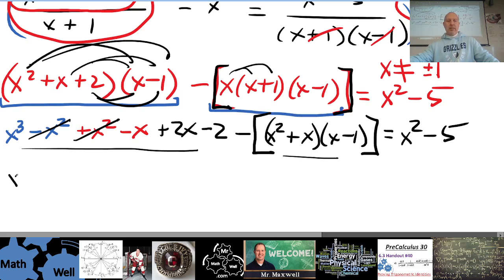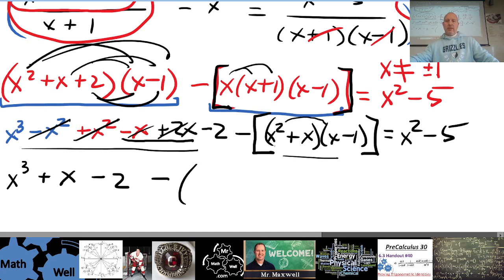I have an x cubed that stays. I have, look at this, minus x plus 2x. What does that simplify to? Plus 1x, or just plus x, right. And then minus 2. Okay, so what's going to be inside these brackets when I multiply this out?